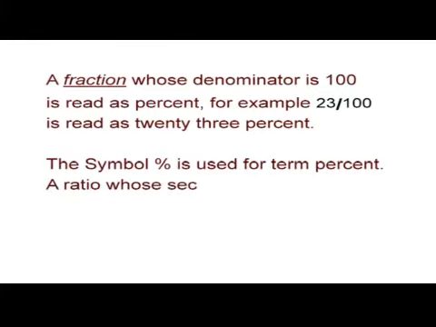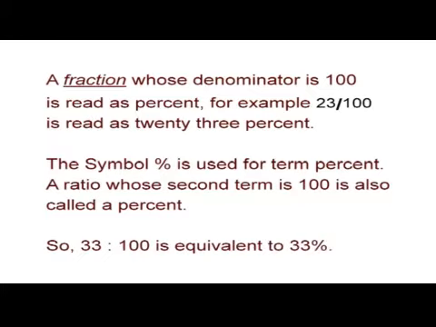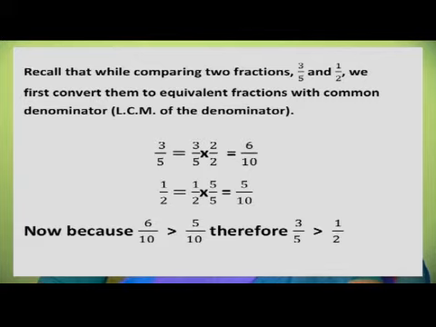And also, a ratio whose second term is 100 is also called a percent. For example, 33:100 is equivalent to 33%. Recall that while comparing two fractions 3 by 5 and 1 by 2, we first convert them to equivalent fractions with common denominator. For example, 3 by 5 is equal to 3 by 5 multiplied and divided by 2, which is equal to 6 by 10.